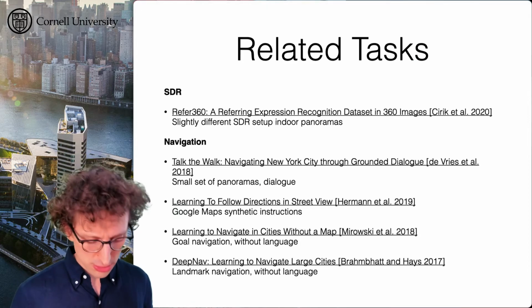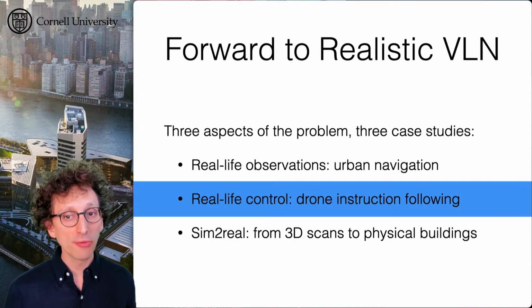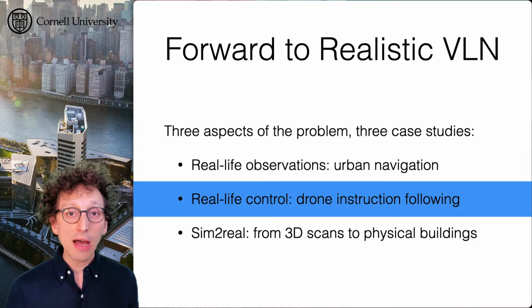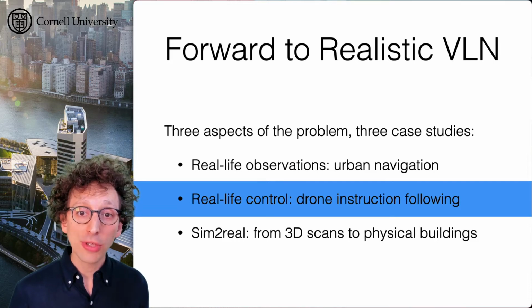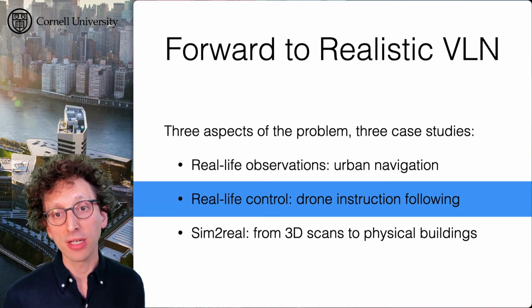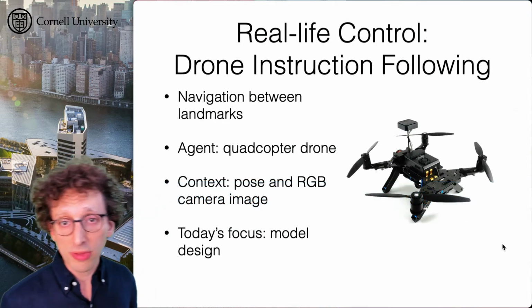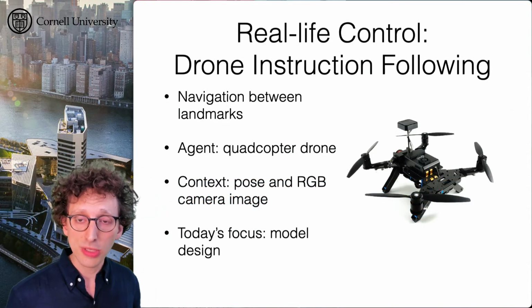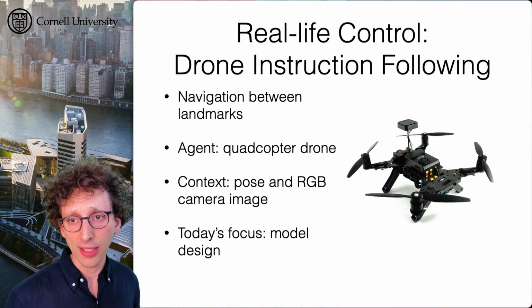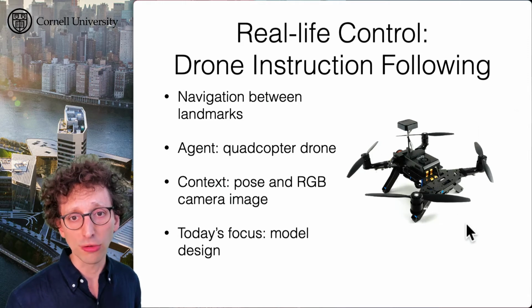Okay, so this concludes the first part where we focus on real-life observations, and now let's switch to talk about real-life control of physical agents. The task that we are focused on is navigation between landmarks with a quadcopter drone. We use an internal aero quadcopter. This is the drone that we see here on the right.